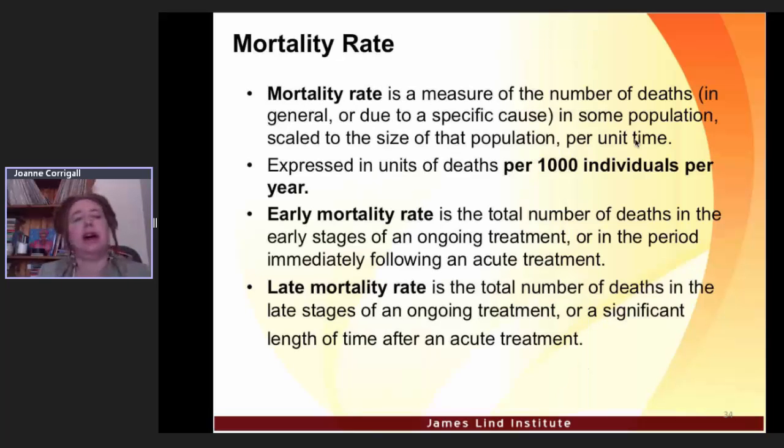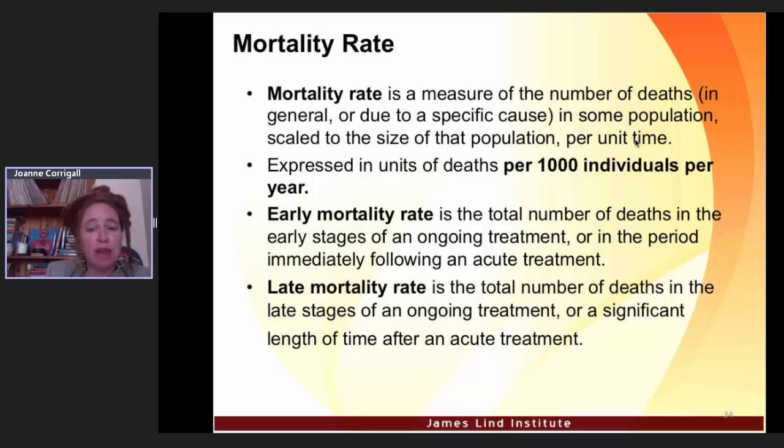Okay, then mortality rate, again, is obviously a very critical epidemiological measure. It really just measures the number of deaths in a population scaled to the size of that population per unit time. That sounds like a bit of a mouthful, but don't worry, we're going to break it down. Typically, it's expressed in units of deaths per 1,000 individuals, and that's just because populations are really huge. We don't want to line up really large numbers that are hard for us to understand. So normally it's just divided by 1,000 so that it's per 1,000 people.